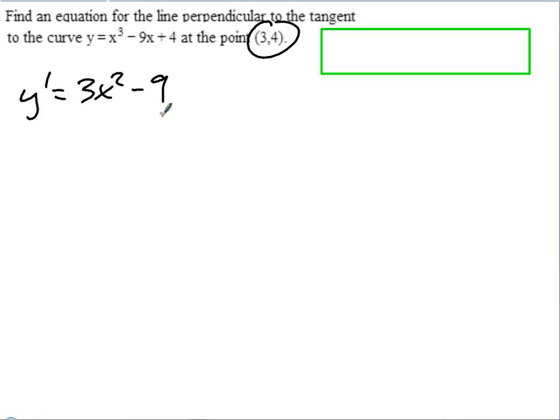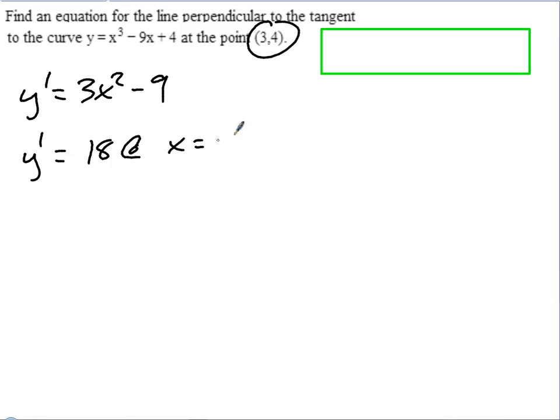So how do I find it? Okay, good. Plug the x and y, and then plug the x in. Right. Sorry, there's no y in our derivative. We're getting to that soon, though. On Tuesday, we'll get to that. So I plug the 3 in, and I get y prime equals 3 times 9 is 27 minus 9, 18.